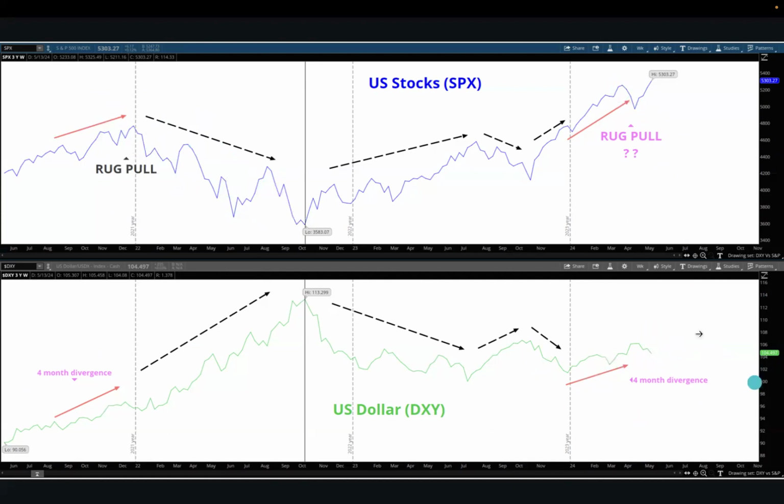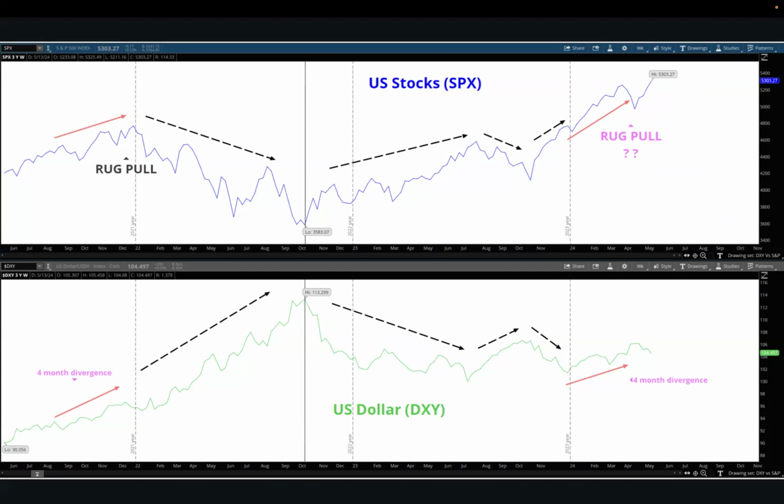But this was something I was pointing out to a lot of viewers on the channel: hey, we've got this 4-month divergence again. If history is going to play out again like it did in the past, we could potentially see a rug pull. That's why I had the little questions here. And you see we had a correction, and obviously we've come out of that correction since and made new highs. So this is something that can be very useful. It's also just something to understand from a general standpoint.